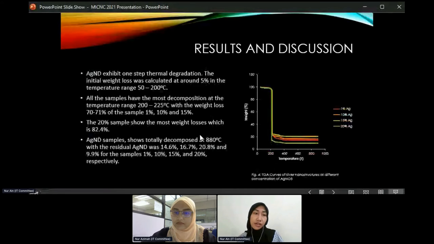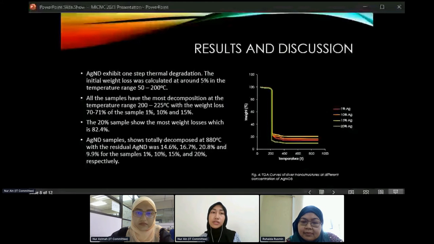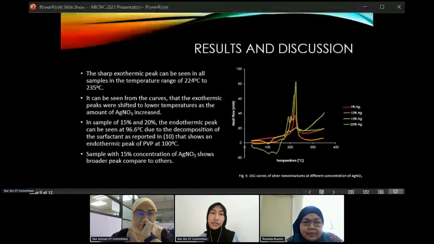So for thermal analysis, we use TGA. In the TGA curves for silver nanodendrites, we can observe that the silver nanodendrites exhibit one-step thermal degradation. The initial weight loss was calculated at around 5% in the temperature range 50 to 200 degrees C, caused by elimination of moisture and solvent. All the samples have the most decomposition in the temperature range 200 until 235 degrees C. We calculated the weight loss to be 70 to 71% of the sample for all the samples. So the next is the DSC spectra, DSC curves.